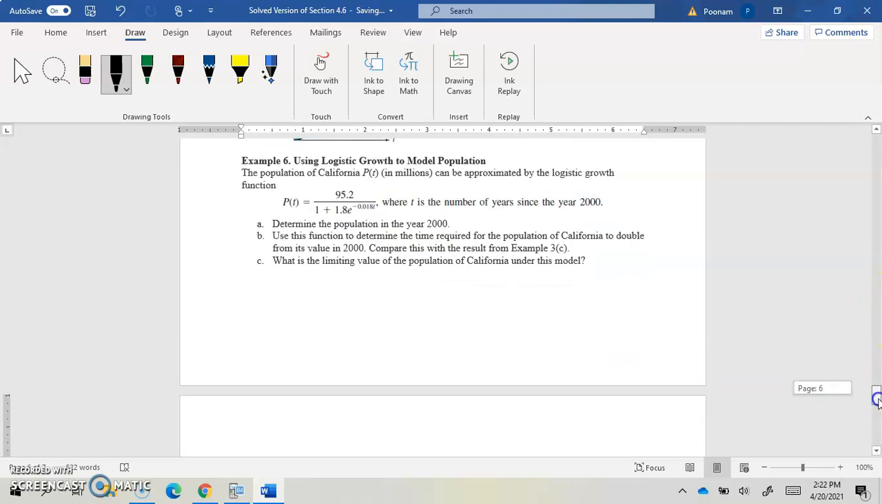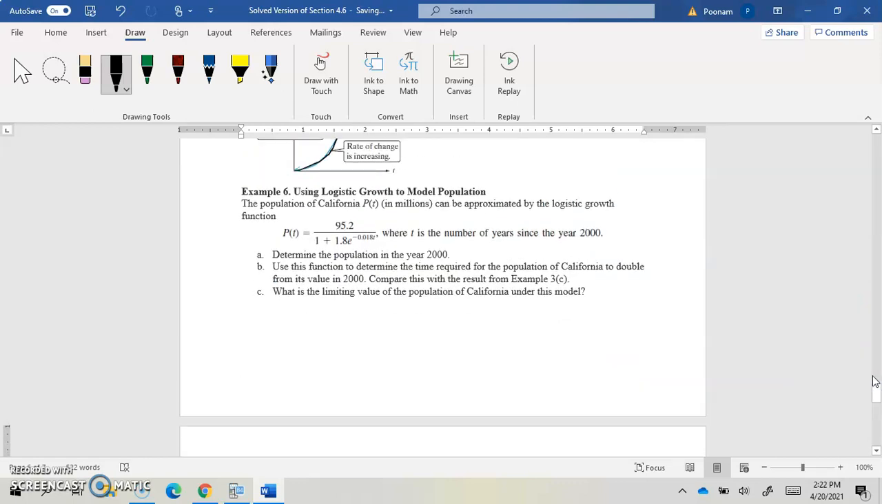It stagnates. So let's take another example of the population of California, a similar function to the one we did before, but now we are taking a logistic model. We are saying it cannot keep on increasing over time. It can be approximated by a logistic growth model function where t is time in years since the year 2000. Determine the population in year 2000.